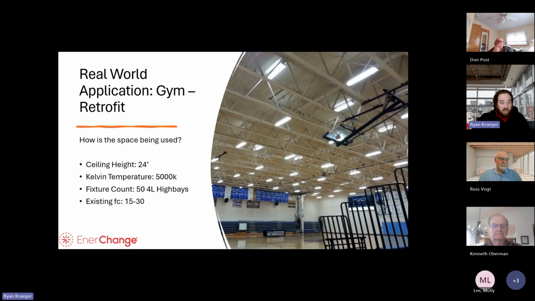Okay, so a real world application of a gym retrofit. One of the biggest things that you need to know, before you start anything on a lighting project, is how is the space being used? What foot candles do you need? How high is the ceiling? What is the existing Kelvin temperature? What are the existing fixtures? How many are there? What is the current foot candle reading? As you go in, you want to know what the space is being used for, how much light we need, and what is going to be the replacement opportunity.